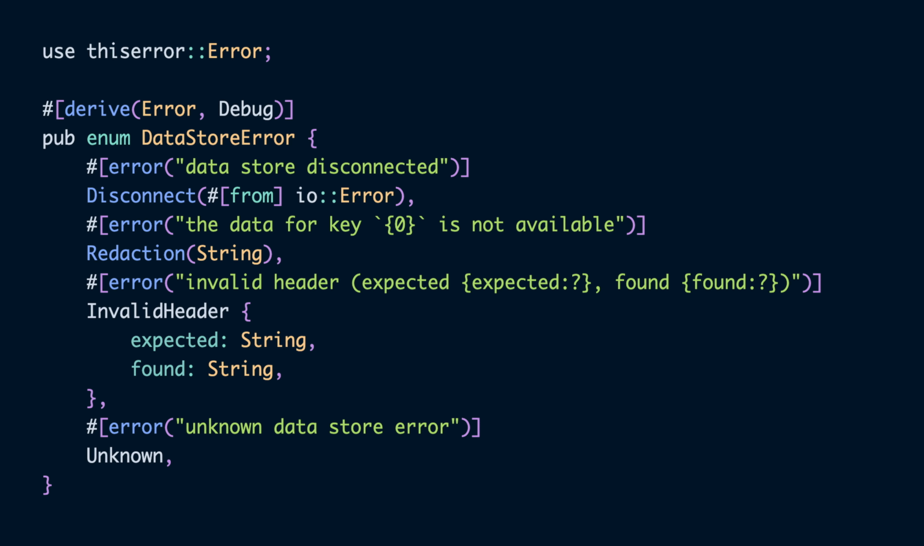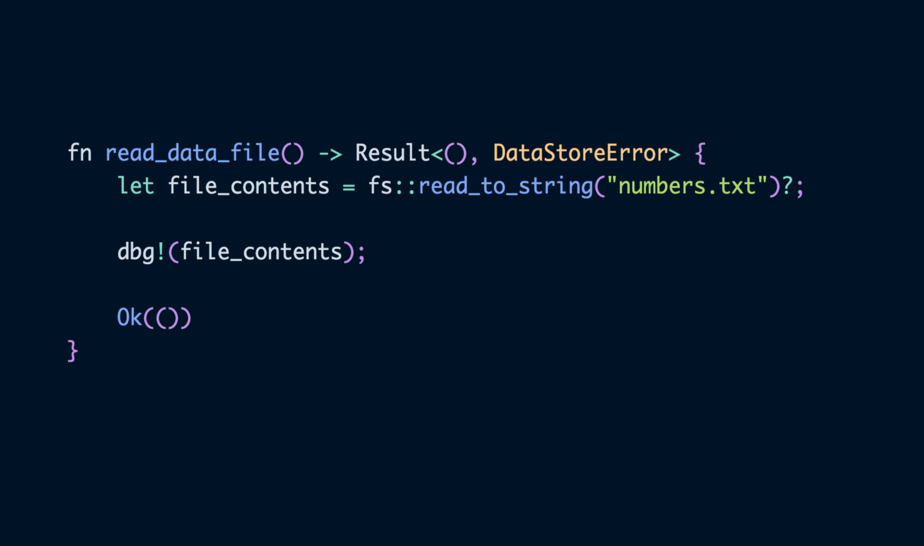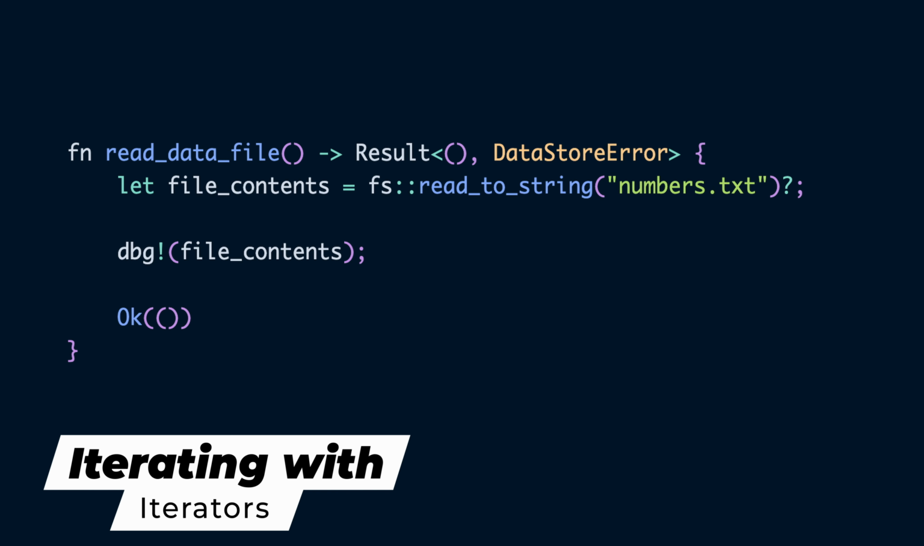In this case, that means we can use the try operator on an IO error, returned from operations like read to string, if our function returns our custom error type. In that case, we wrap the whole IO error in a new variant of our custom error automatically.